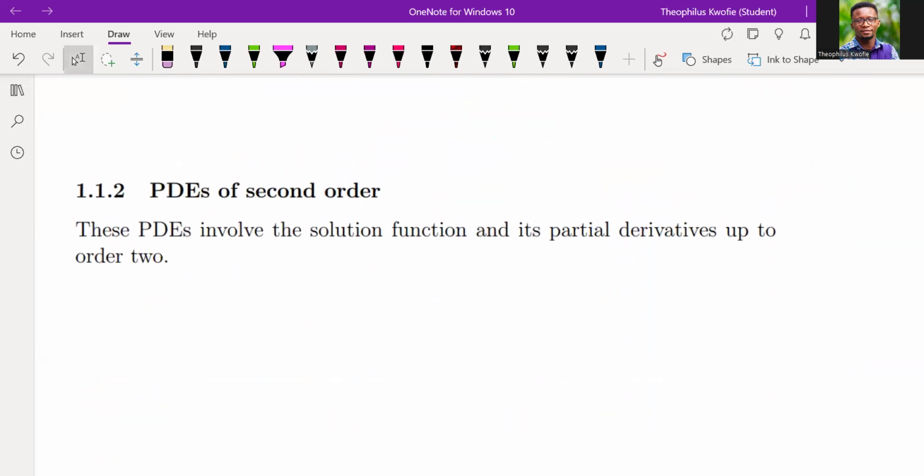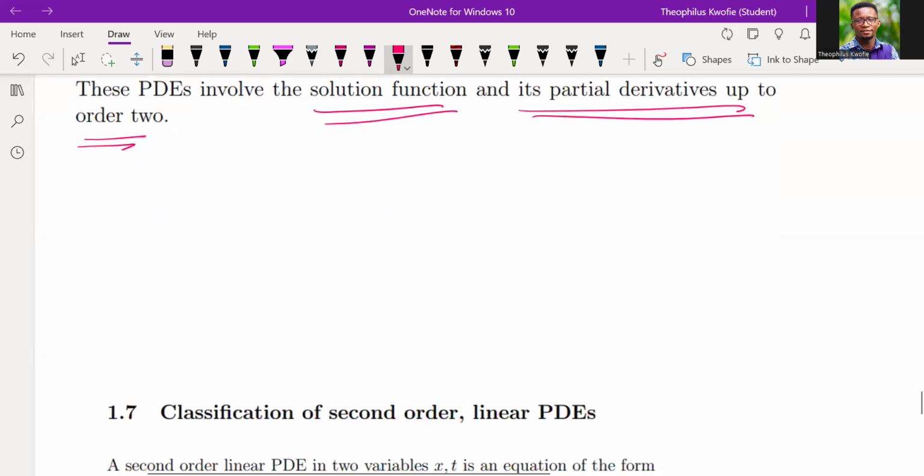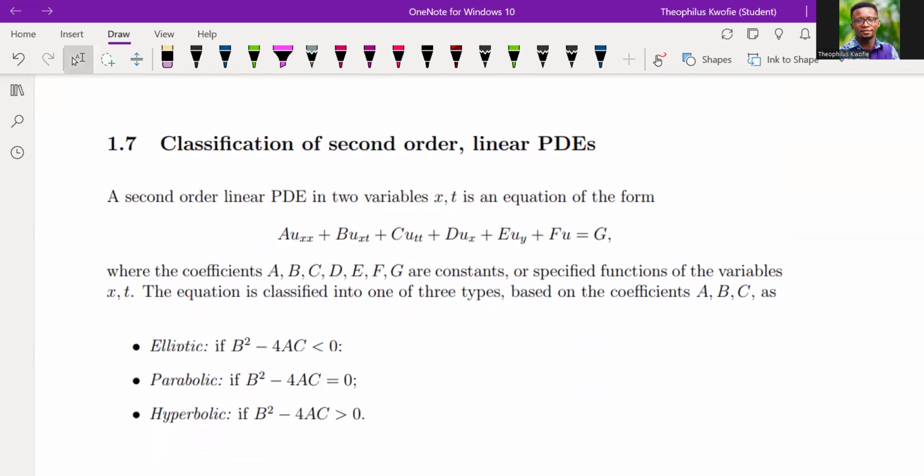Now, the PDEs of second order. With this one, we also want to point out that these PDEs involve the solution function and its partial derivatives up to order 2. Now we've already explained what the order of a PDE is, and we said the order of a PDE is the highest derivative in a given equation, right? Good. Now, how do we classify second order linear PDEs?